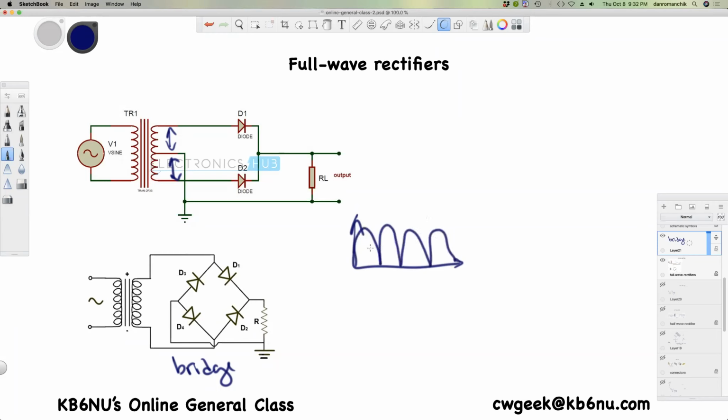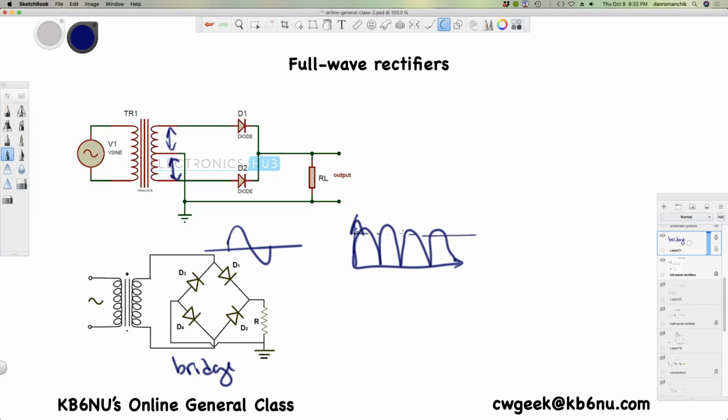So what does the output of this look like? So if this was the input, this is the output. And so it turns this negative half of the cycle into a positive going DC pulse. This is great because not only do we get more power, we get the full power of the AC input, but we actually get less ripple here.